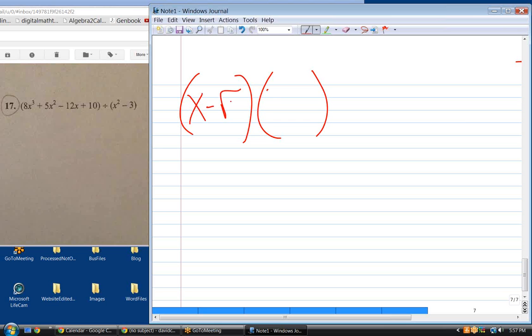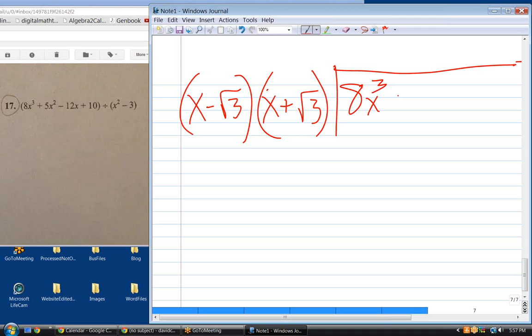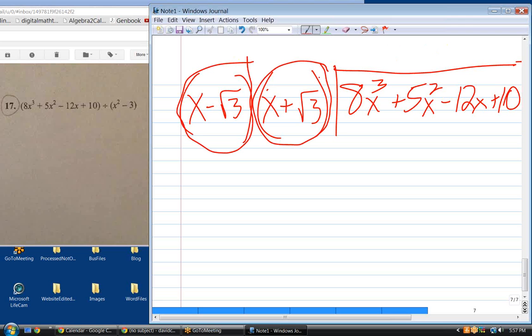In other words, that's what x squared minus 3 is, right? Mm-hmm. Well, now I can divide each one of those separately into this cubic. Mm-hmm. And that'll work. It results in a really nasty answer. In other words, I start by dividing that into the cubic, and then whatever answer I get, then I next divide that into that answer.